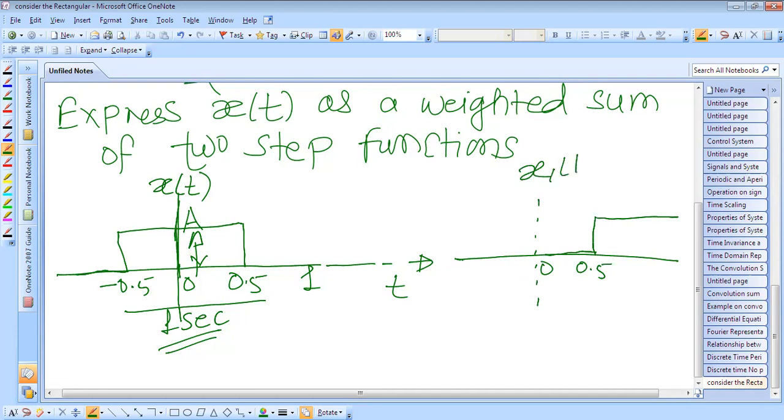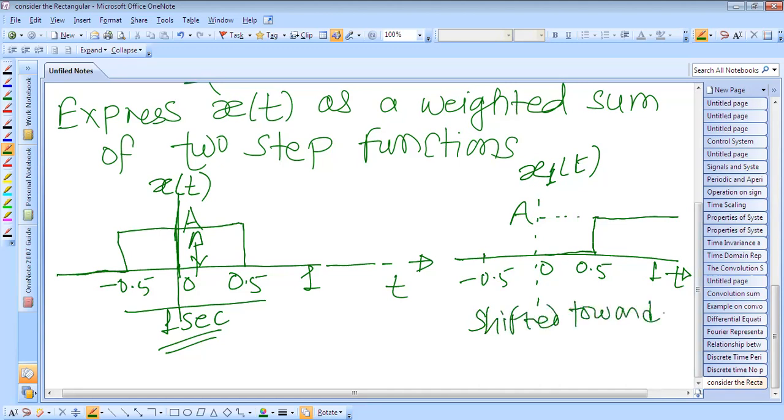So this is x1 of t, and this amplitude is A. Again, this is minus 0.5. This is 1 like this. Okay, so this is shifted toward the right by 0.5 second.